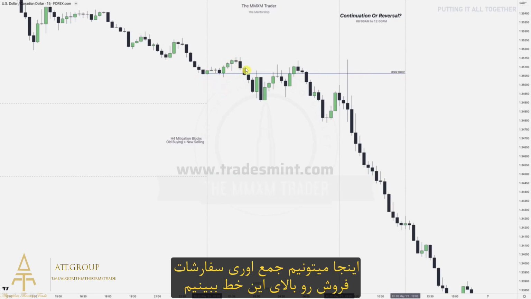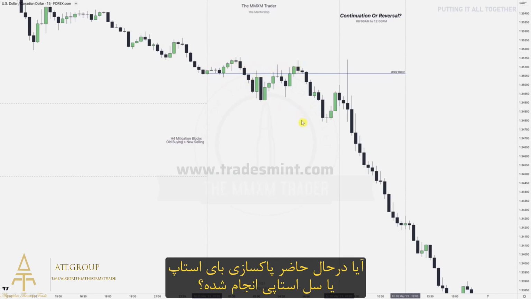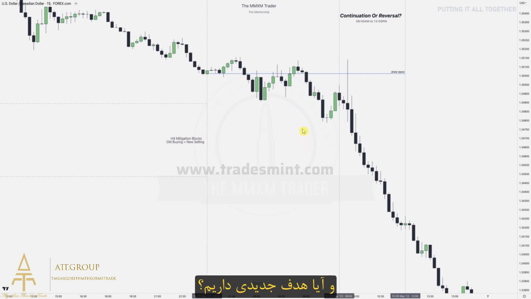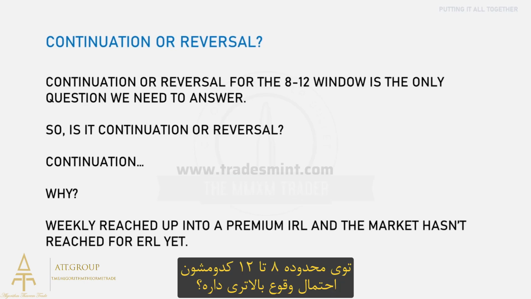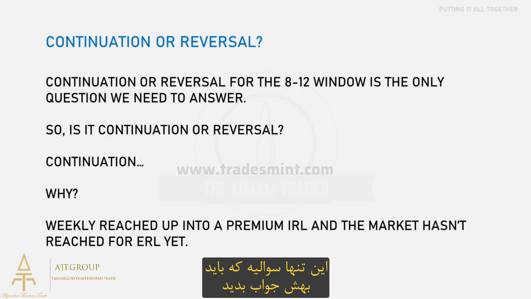We can see accumulation of short orders above marketplace over here. And then, is there any significant buy stop or sell stop ran already? And is there a new target do we have? So asking yourself, continuation or reversal, what is more likely to happen in that 8 a.m. to 12 p.m. time window is the only question you need to answer for yourself.